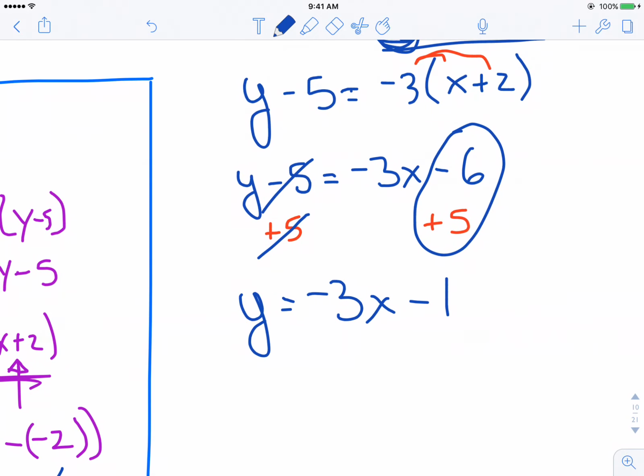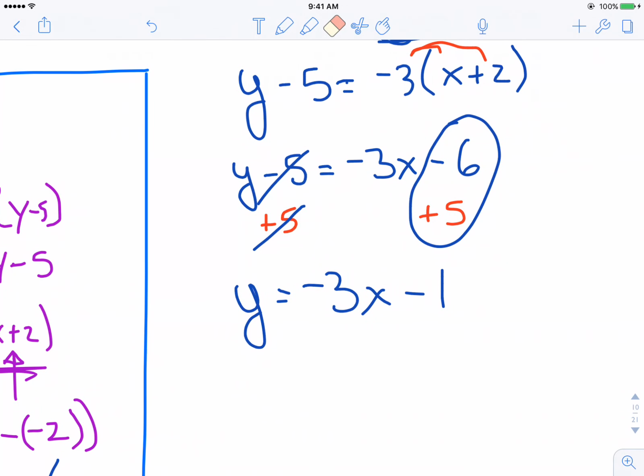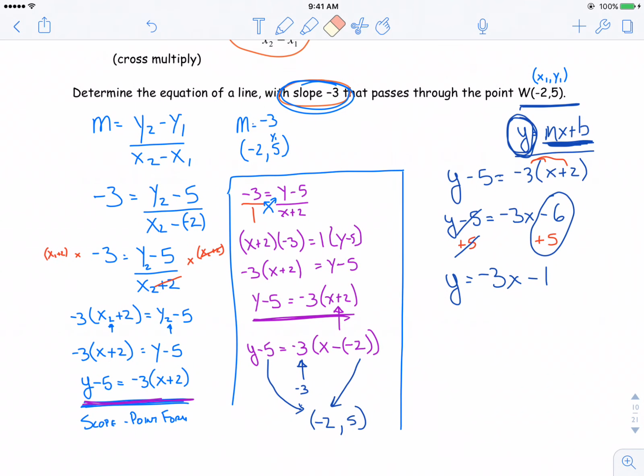So now I can very quickly graph this, put a point at minus 1, and then count my slope down 3 over 1. So either way, you could very quickly graph both equations. Sometimes it's easier to graph slope-intercept. Sometimes it's easier to graph point-slope form. Okay?